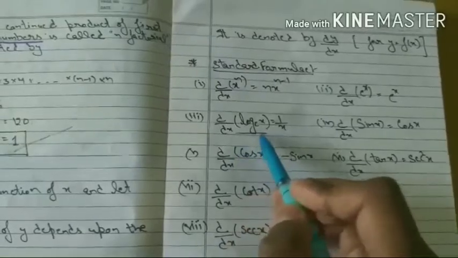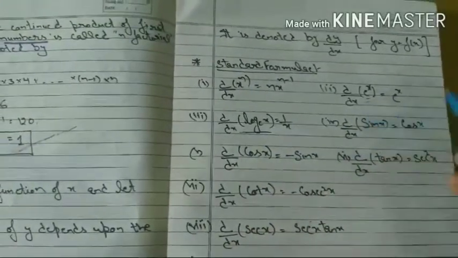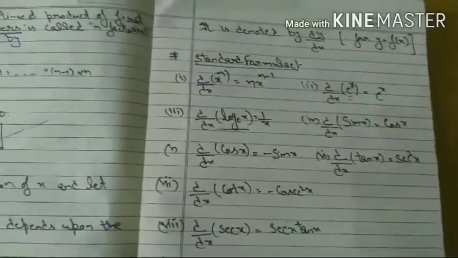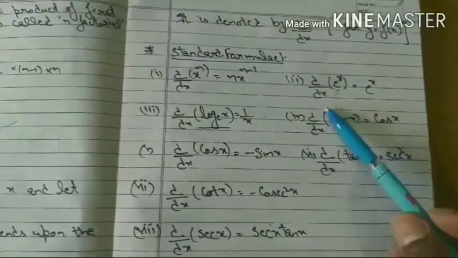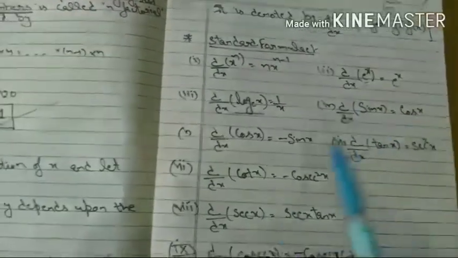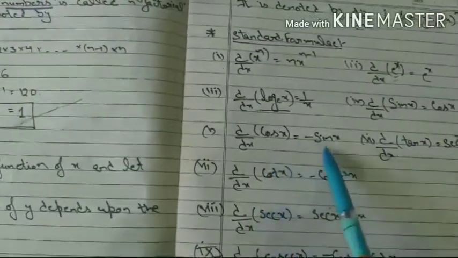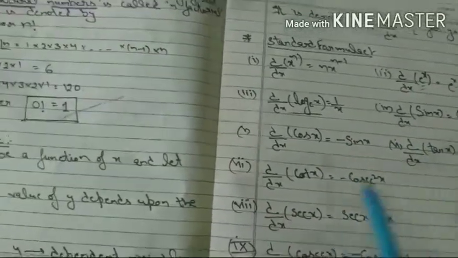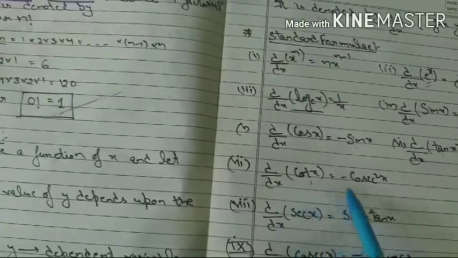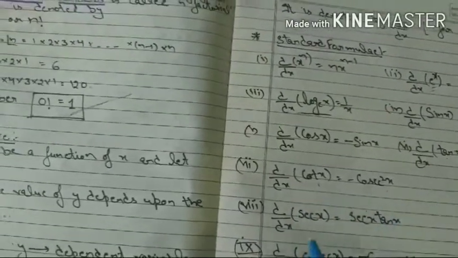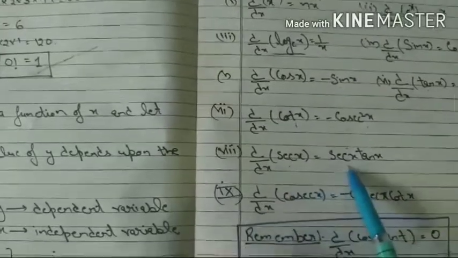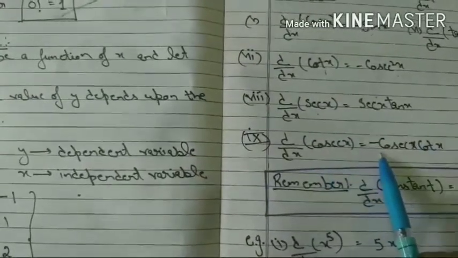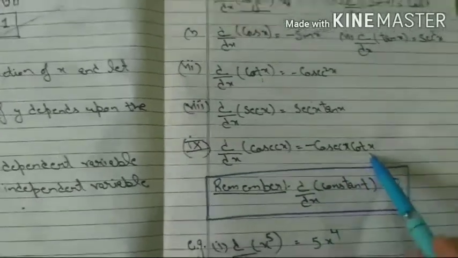You will study about logarithmic and exponential functions in later chapters, so don't worry, just learn. Now the derivative of sin x will be equal to cos x, and the derivative of cos x is equal to minus sin x, and the derivative of tan x will be equal to secant square x. Similarly, the derivative of cot x is equal to minus cosecant square x, and the derivative of secant x will be equal to secant x into tan x, and the derivative of cosecant x is equal to minus cosecant x into cot x.